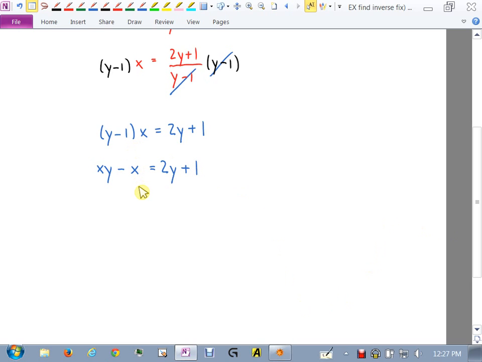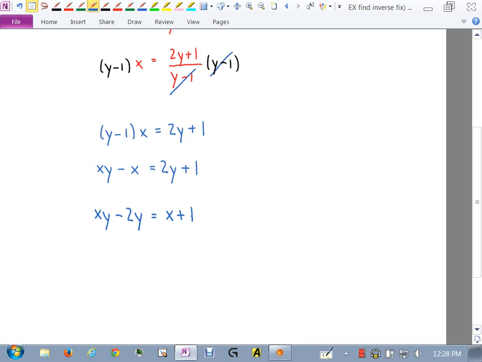So now what I'd like to do is take everything that has a y and move it to one side of the equation, everything that does not have a y to the other side. So I'm going to leave the xy here, and I'm going to bring the 2y over, which makes it a negative 2y on the left. And I'm going to take the x, which doesn't have a y, and add it to both sides, and it'll appear on the right side. See if that makes sense to you. So I have x minus y minus 2y equals x plus 1.